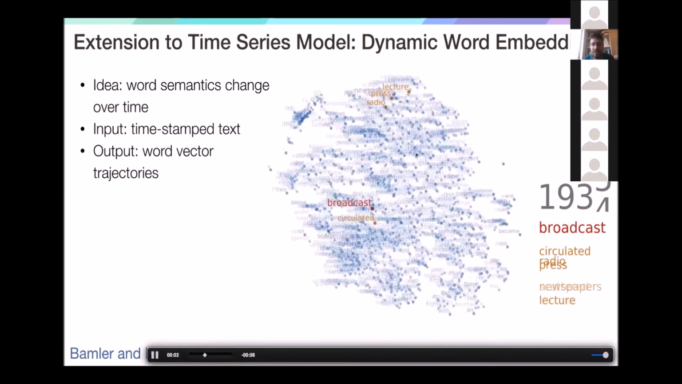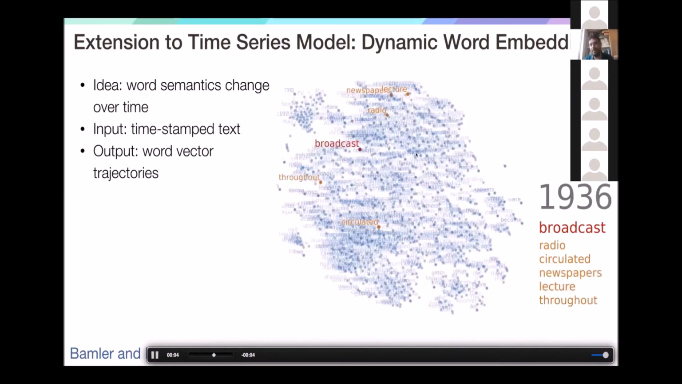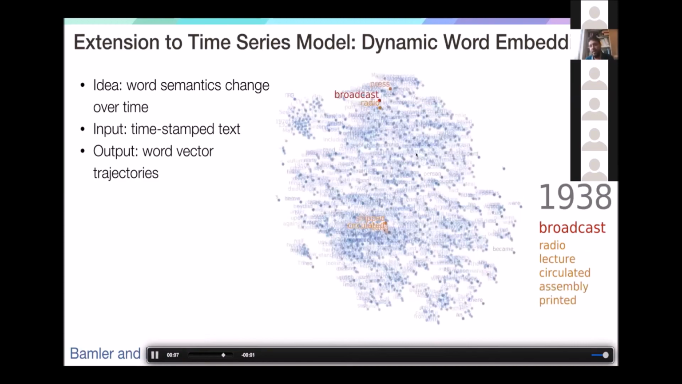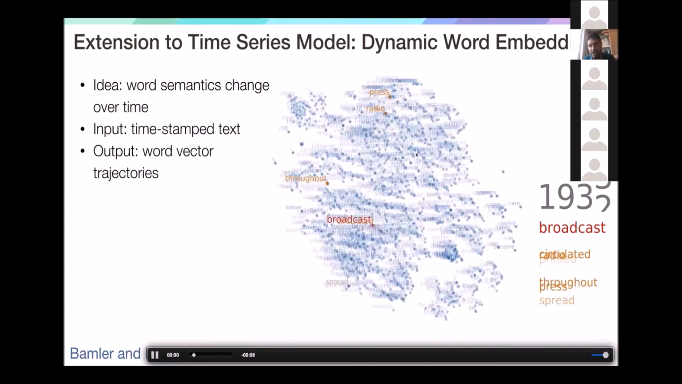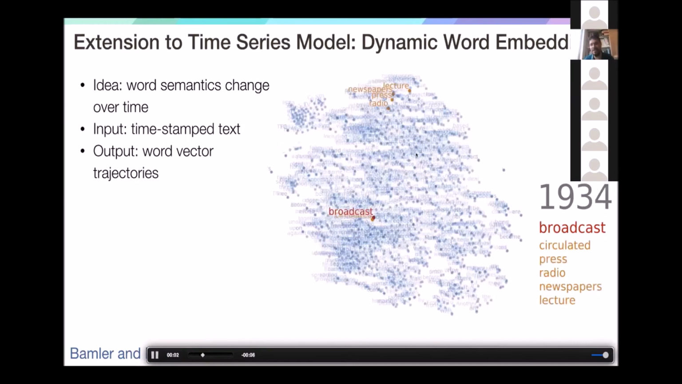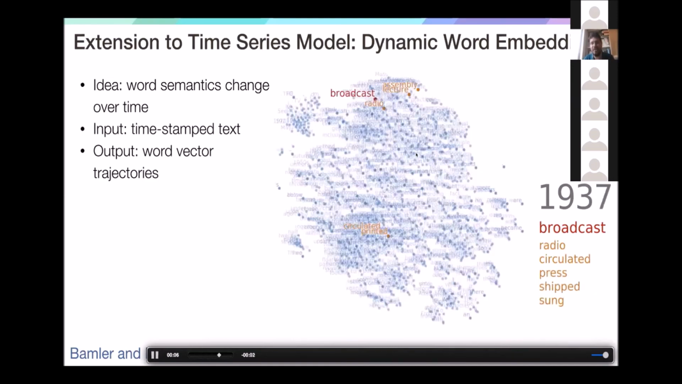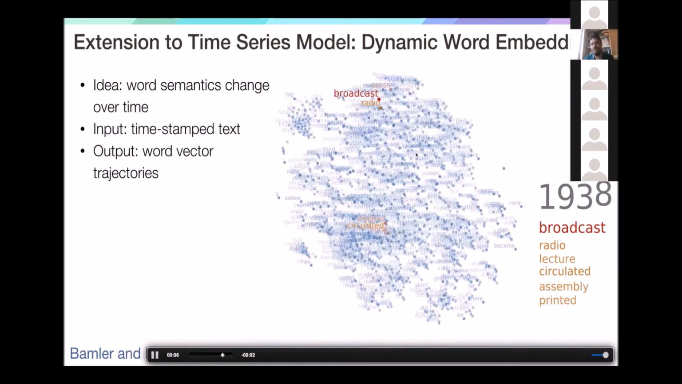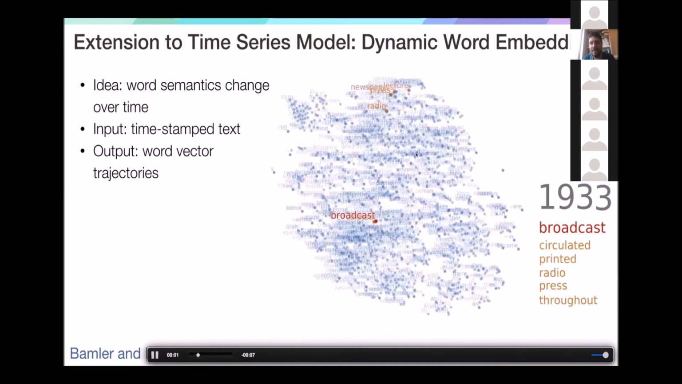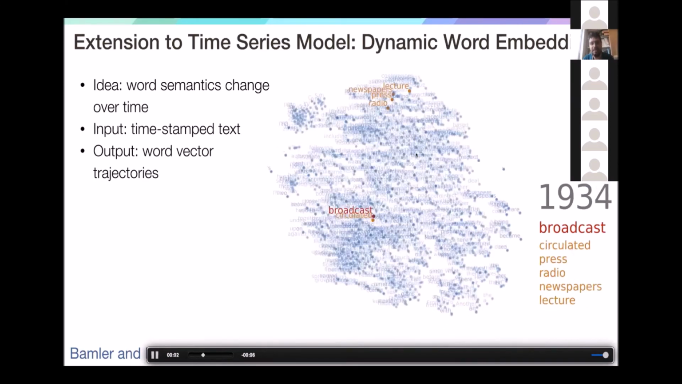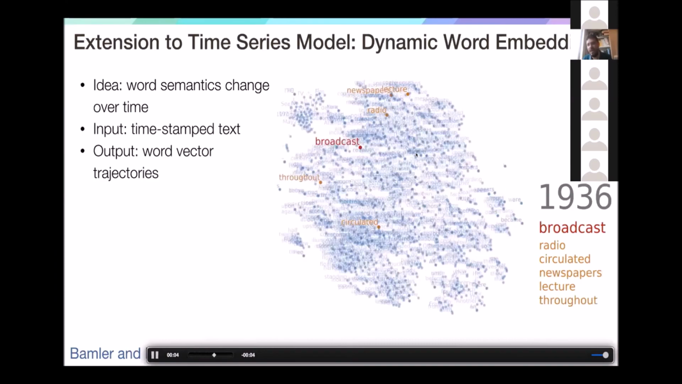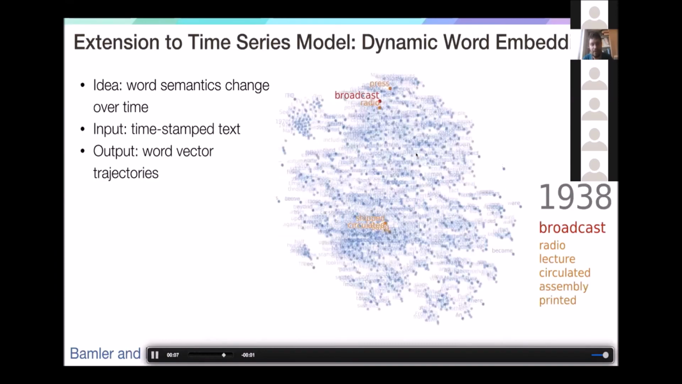And what you see here is that the word broadcast, for example, makes an interesting evolution. Previously, it was surrounded by words such as distributed and scattered. So broadcast had an agricultural meaning. And then later on, it was associated with media technology. You see that other words like radio and press become the nearest neighbors in the later half of the 1930s.